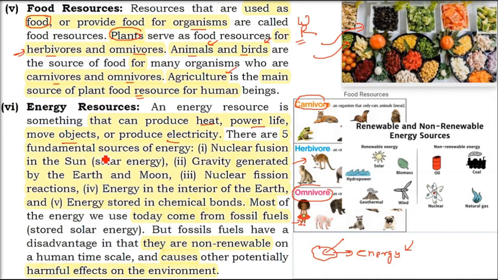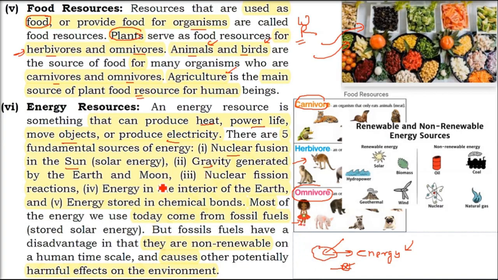So there are five fundamental sources of energy. Nuclear fission and fusion, there are two. Nuclear fusion, for example, is how the sun is giving us energy. Inside the nucleus, I'm not going into the details, the particles combine. And when they combine, they produce a lot of energy. That is the solar energy.